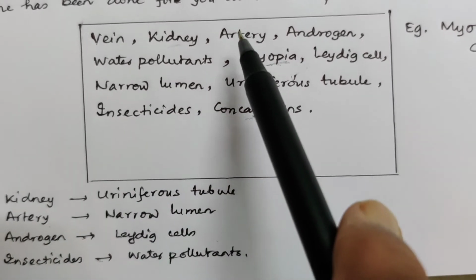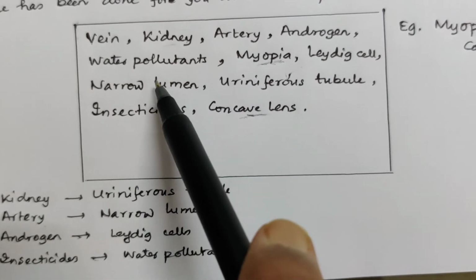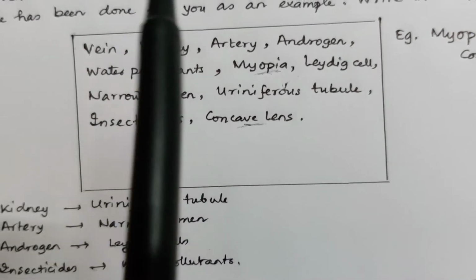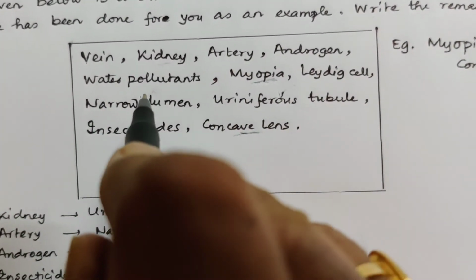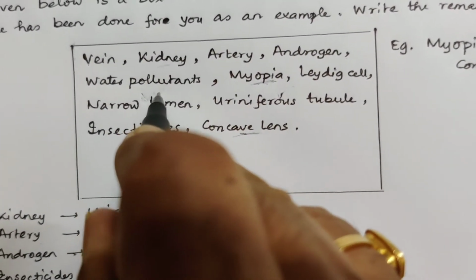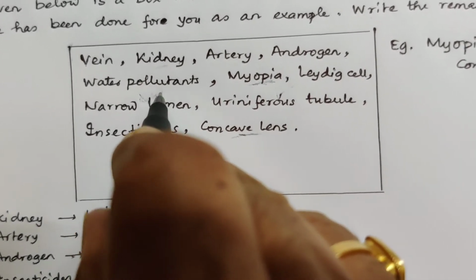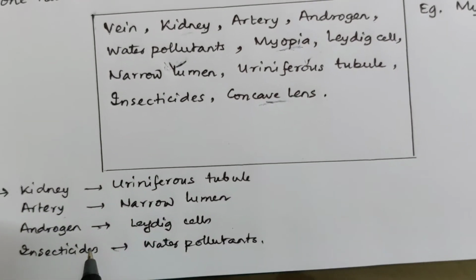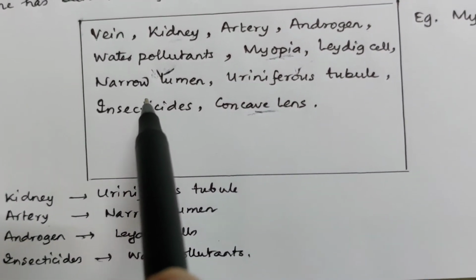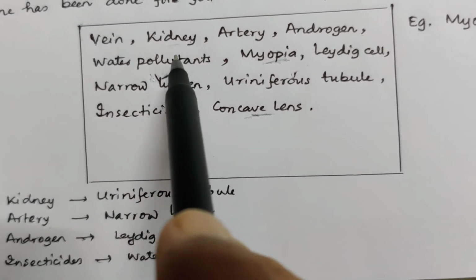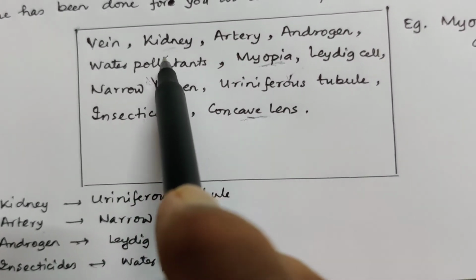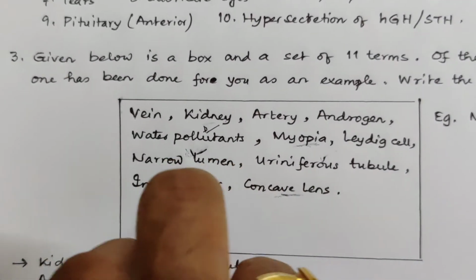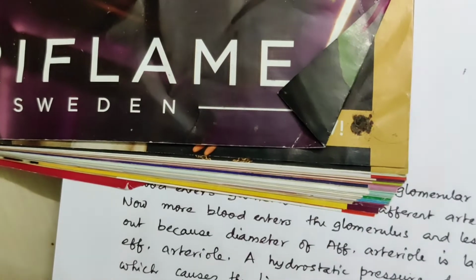Artery. Here artery has narrow lumen. This one. Narrow lumen. Isn't it? Coming to the next part, insecticides. Insecticides cause water pollution, so they are water pollutants over here. So this whole thing is done. Coming to the next part of the question.